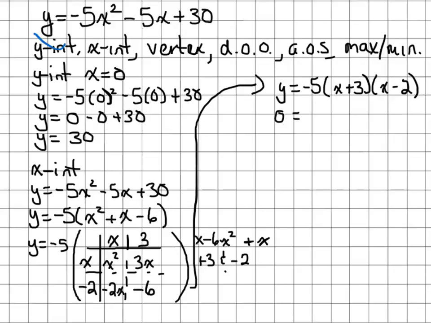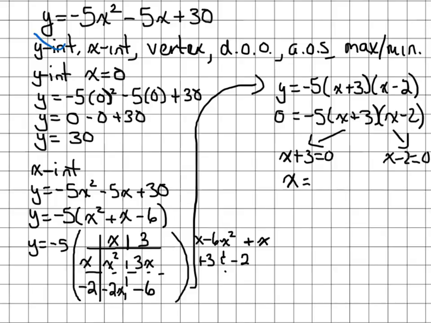So now, setting y to 0, I know that if any of these terms are 0, it's going to make the whole thing 0. So what I want to do is find a value for x that's going to make this one 0, and a value for x that's going to make this one 0. So I do that by setting each factor to 0 and then solving. So I have x equals minus 3 and x equals 2. So those are my two possible x values that will make the whole thing 0.